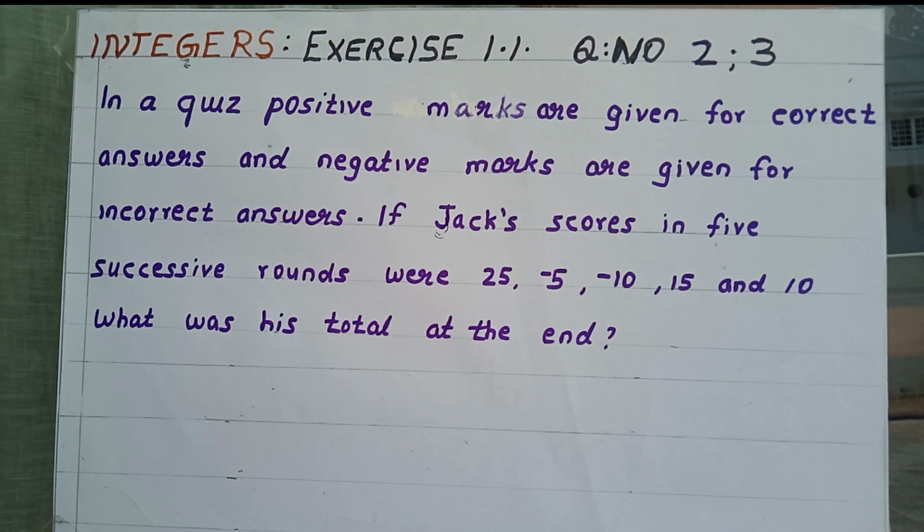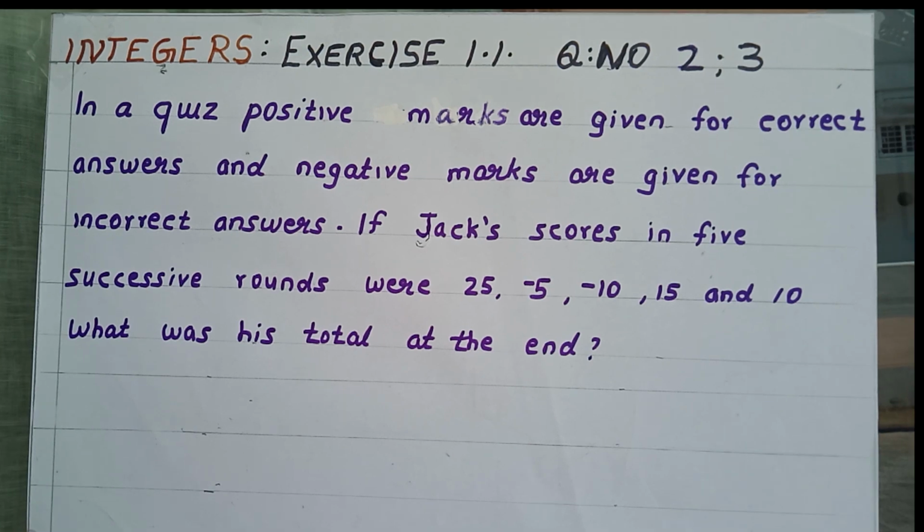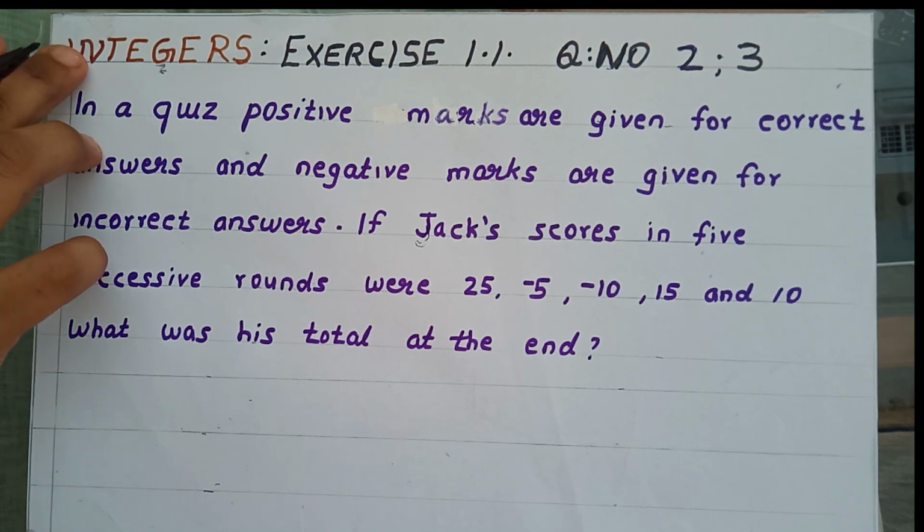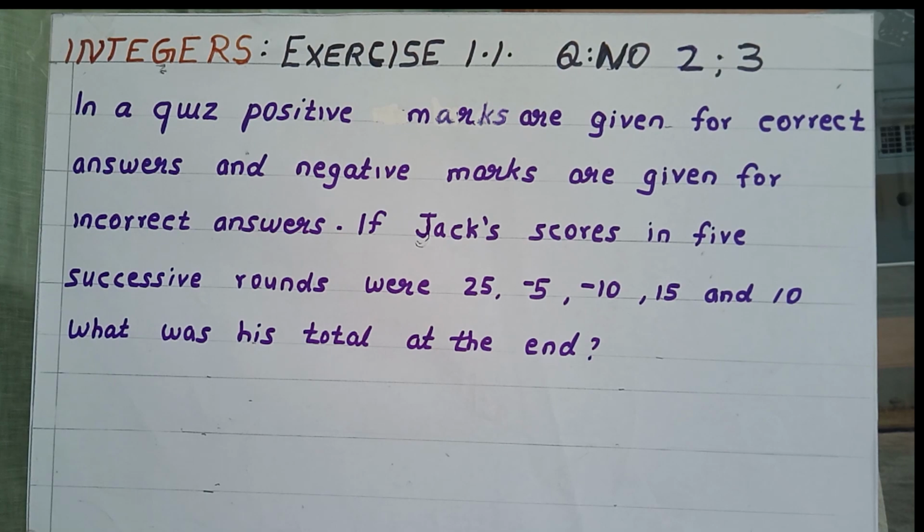Do you remember what is the meaning of integers? Integers means it's a set. Set includes all the positive numbers, all the negative numbers and 0. But these positive numbers and negative numbers should not be a fraction. Do you remember what is the form of fraction? Fraction means P by Q form. So integers should not be a fraction.